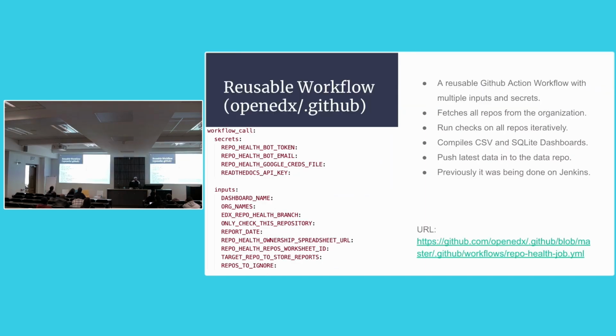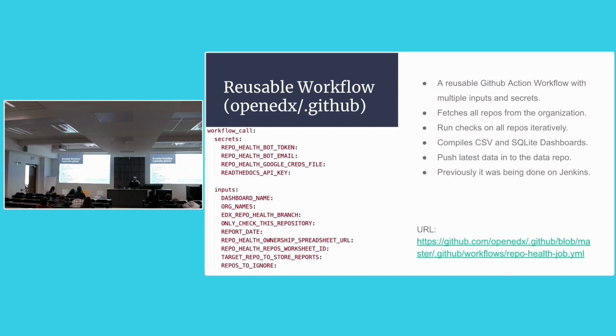Okay, moving forward. This is the reusable workflow I was talking about. This is in the openedx.github repository. What it does is fetch whatever organization is given to this script. It fetches all repositories from that organization and runs checks on all repos iteratively, and then stores the data in the YML files, and then compiles the CSV and SQLite dashboards. It also pushes the latest data to the data repository. I will talk about the data repository on a later slide.